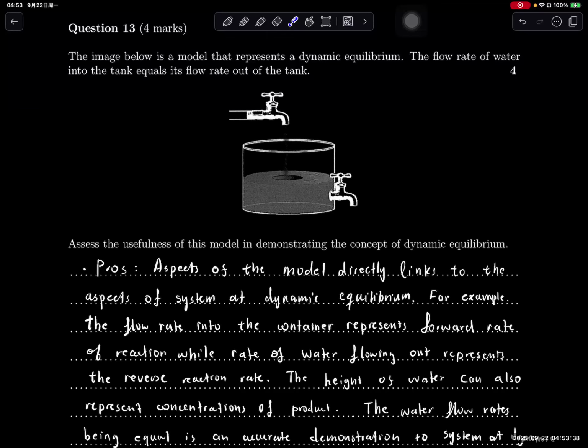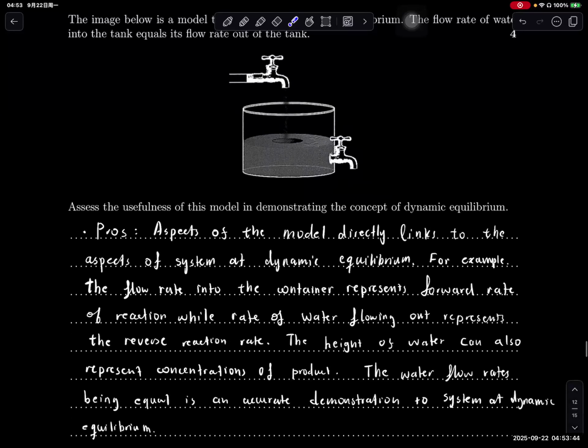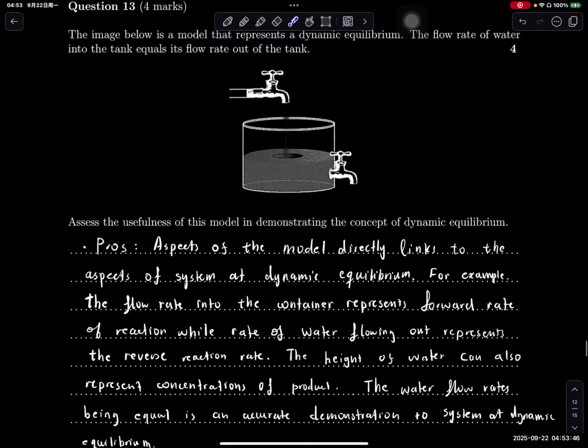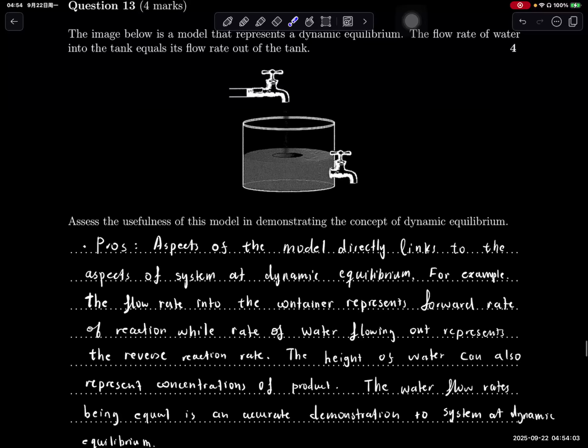How is it representing the chemical ideas in order to assess the usefulness? Okay. Yeah, so the water flowing out is kind of like the reverse reaction rate, while the water level inside the container is like the concentration of the reagents. Okay. Yeah, so the system modeling dynamic equilibrium is very accurate because the water level doesn't change, meaning that it's at dynamic equilibrium.